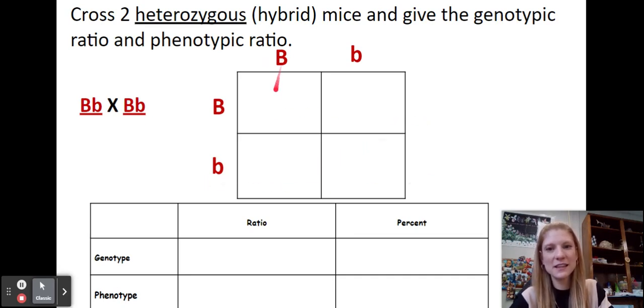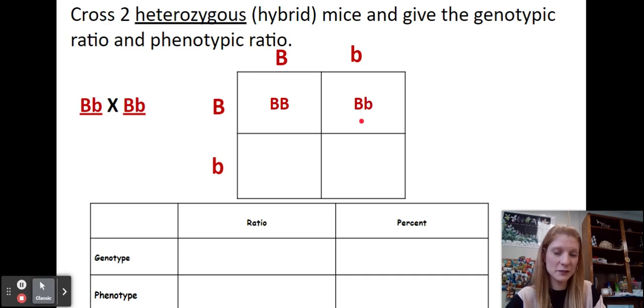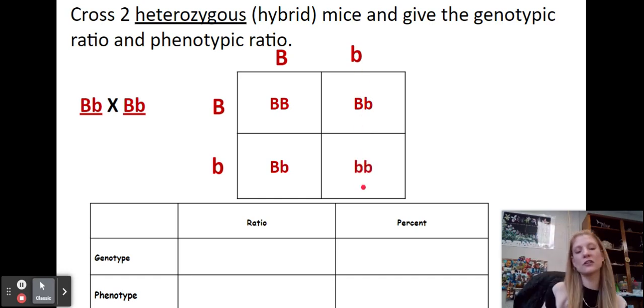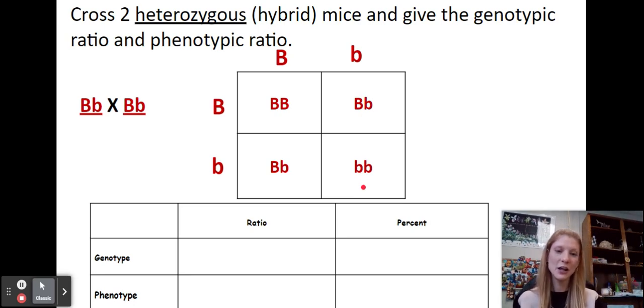So when we combine these 2, in this first box, we have homozygous dominant. When we combine these 2, we get heterozygous, but both of them still have black fur. When we combine these 2 here, we get another heterozygous, so still black fur. But this last little box, we have little b combined with little b from both parents, and we get the reemergence of that recessive form of the trait. So the only way to get a mouse with white fur is if both parents give that form of the gene.